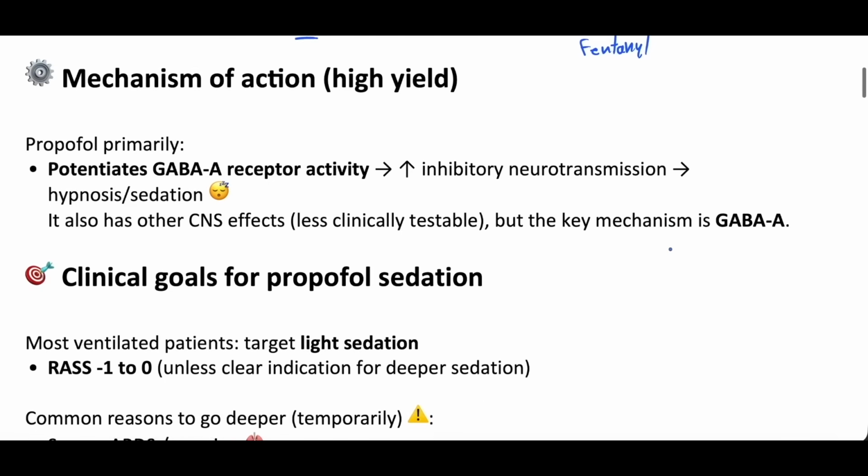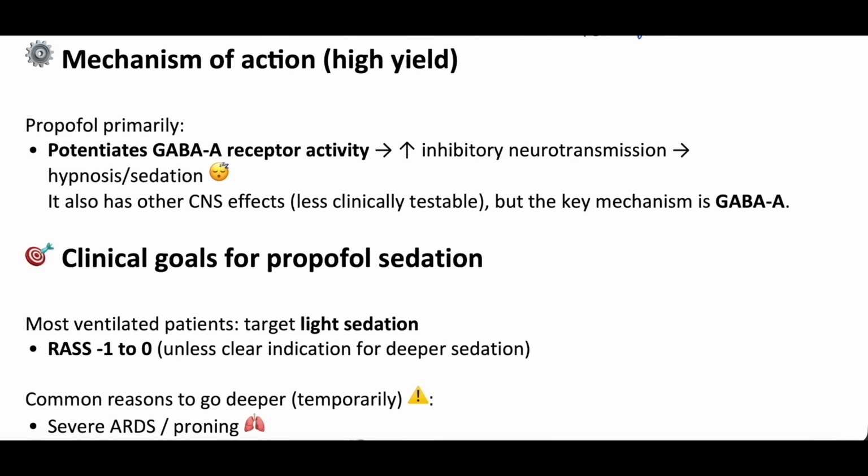So mechanism of action, how does Propofol work? Well, Propofol primarily potentiates GABAergic receptor activity, specifically GABA A. So it is a GABA A receptor agonist.